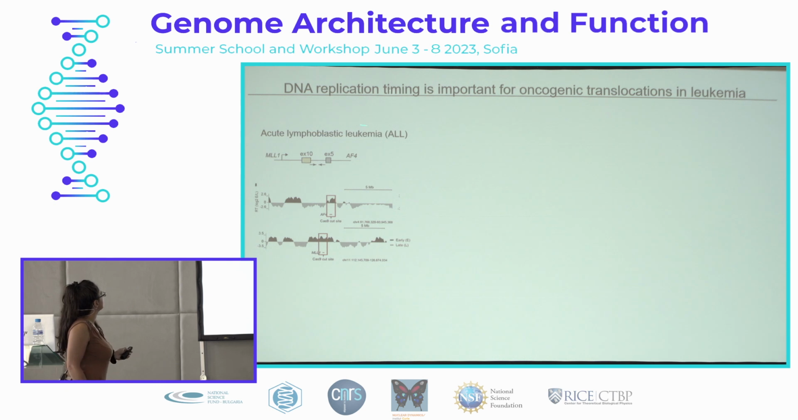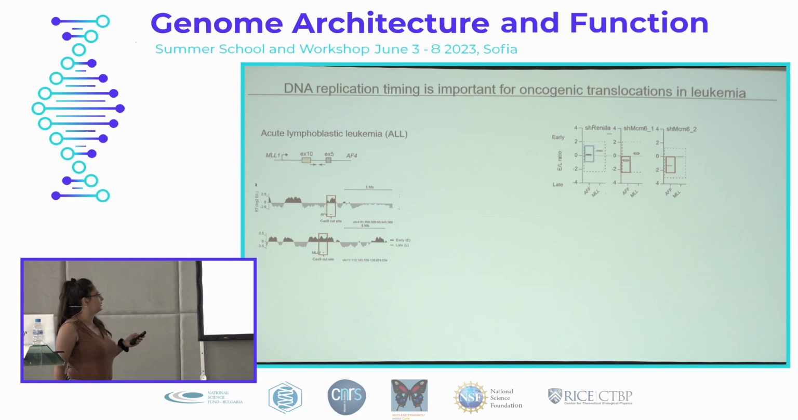Why we selected this is because MLL and its fusion partners are both replicating early. So if our model is true that you need the same synchronized timing for a translocation to occur, we need to find genes which replicate at the same time. So we used this model system to see if replication timing is also important for this process. And we depleted MCM in the leukemia cancer model by using shRNA MCM knockdown.